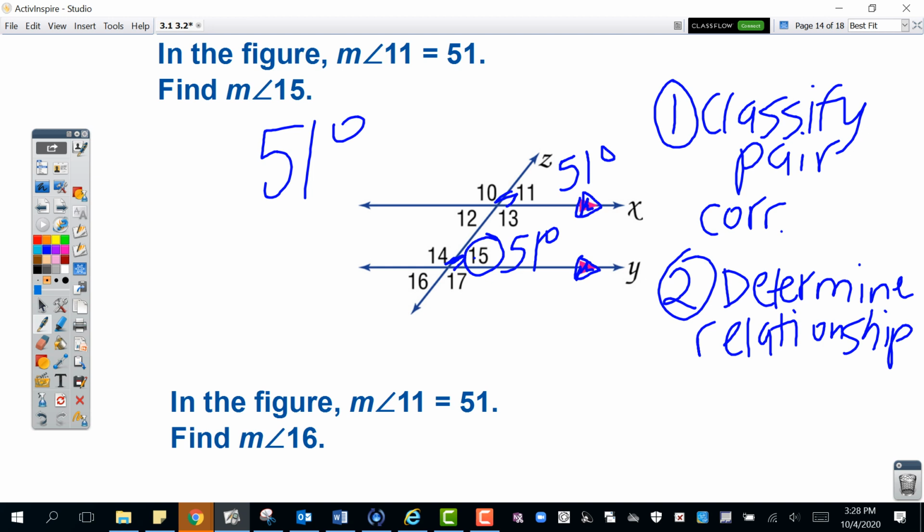All right, so now I'm going to let you do the next one. If the measure of angle 11 is still 51, what is the measure of angle 16? Still follow these 2 steps. Figure out what kind of angles are angle 11 and angle 16. Go from your T-chart. Figure out which one of those 4 are these type of angles. From there, you're going to determine the relationship, figure out, are they equal or do they add up to 180? And then you'll be able to find the measure of angle 16. So now you can find this on your own.